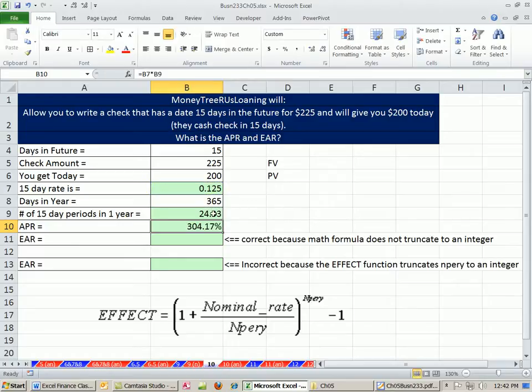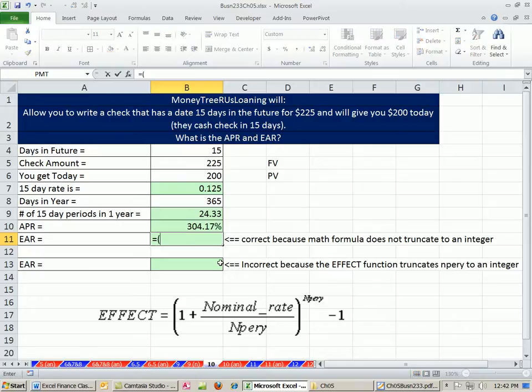And that's pretty terrible, right? That alone there, you're like 304%. Isn't that against the law? I guess not. They're doing it, right? But here's the more painful truth. Let's calculate EAR.